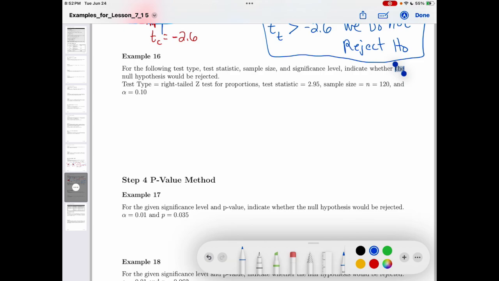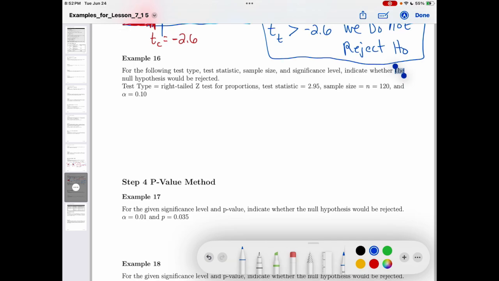Okay, example 16 says, for the following test type, test statistics, sample size, and significance level, indicate if the null hypothesis will be rejected. So we have a right-tailed z-test for proportions. That's not a very good drawing. This is going to be a z-test for proportions, so we're going to have a z-critical. It's a right-tailed test, so we're going to be looking at the rejection region on the right. So we need to find our z-critical.